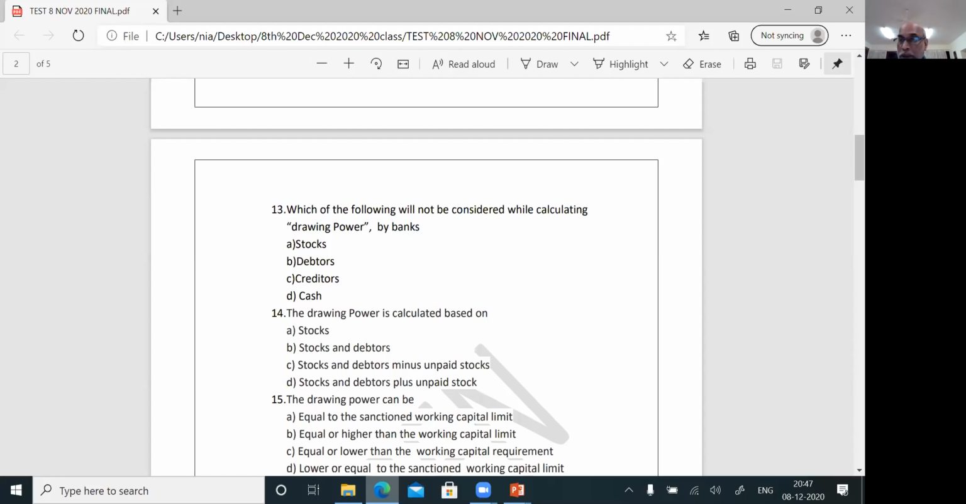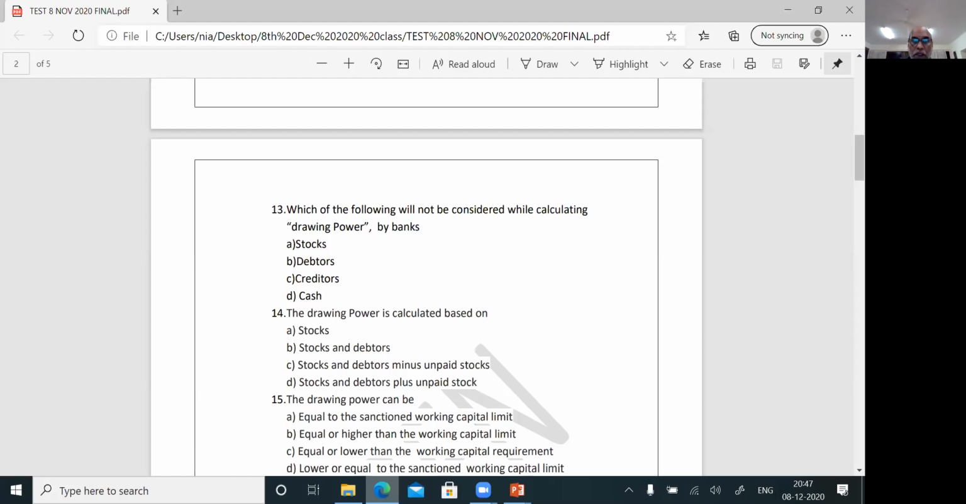Drawing power cannot be more than the limit. The limit is the maximum he can draw in a month. That depends upon the stock and the margin prescribed by the sanction. So the drawing power is the maximum amount the borrower can draw in a month, whatever may be the limit fixed by the bank, within the limit. That means the drawing power can be either equal to the limit or less than the limit. It cannot be more than the limit.